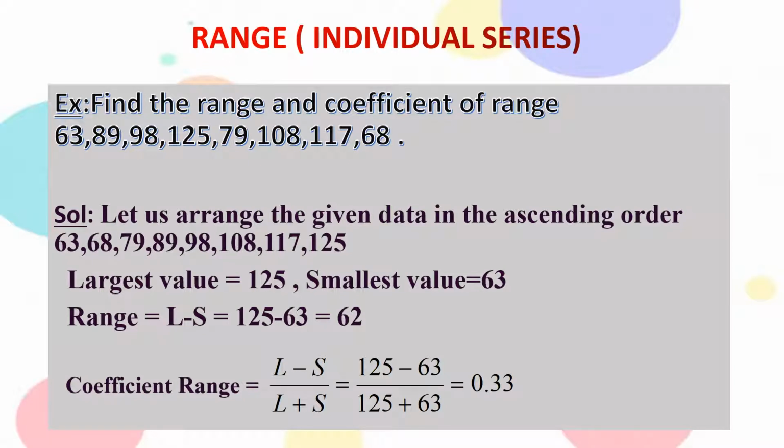Range is L minus S, that is 125 minus 63, which is 62. And the coefficient of range is L minus S by L plus S. Just substitute these L and S values into the formula, and you get the answer, which here is 0.33. So this is how to find the range and coefficient of range in the case of individual series.